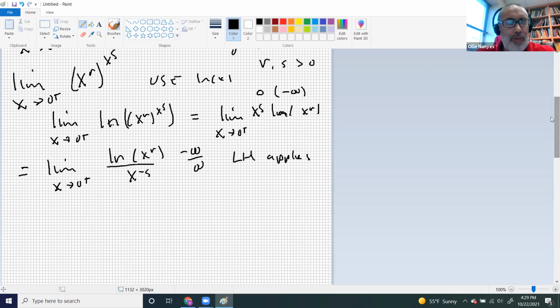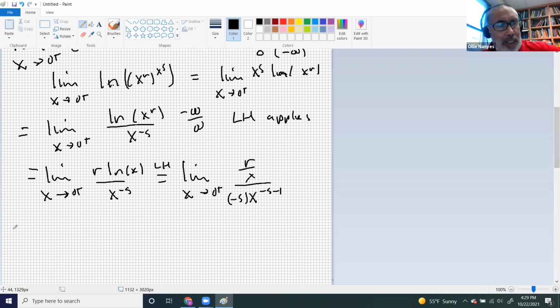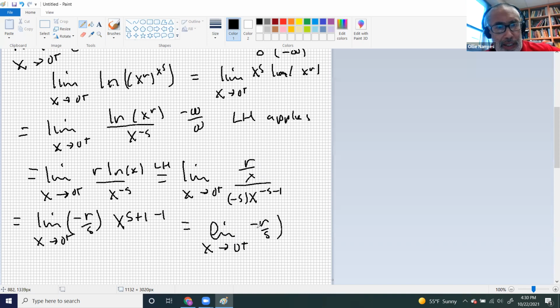So before we take L'Hopital's rule, we have r times log of x over x to the minus s. And by L'Hopital's rule, we take the derivative of the top and the derivative of the bottom. So it's x to the minus s minus 1 times minus s. And that's not going to matter so much, because this turns out to be the limit as x approaches 0 from the right of minus r over s. And the top, let's just do a little bit of algebra. If we bring this upstairs to the numerator, we get a positive s plus a positive 1, and then we have this negative 1 right here. So we have minus r over s times x to the s, and because s is positive, that's a 0.